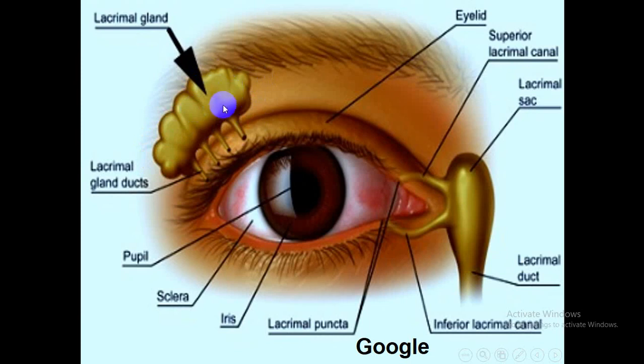It consists of two parts. The superficial large part sits in the orbit, in the orbital fossa, so we call it the orbital part. This is the orbital part. This is number 1. So it consists of two parts. The first one, as we said, is the superior large part, which we call the orbital part.